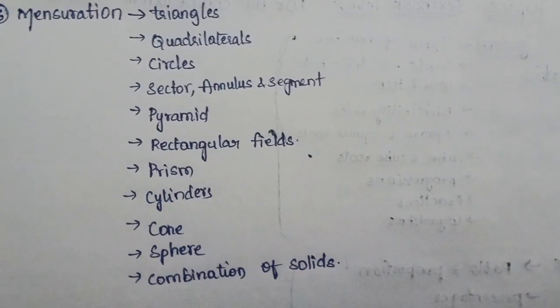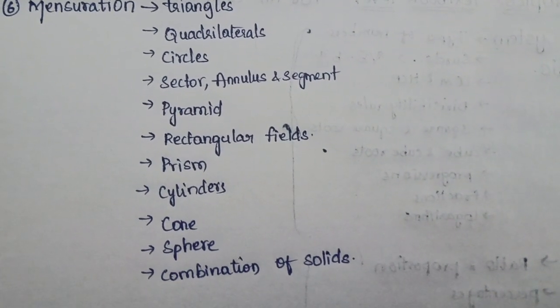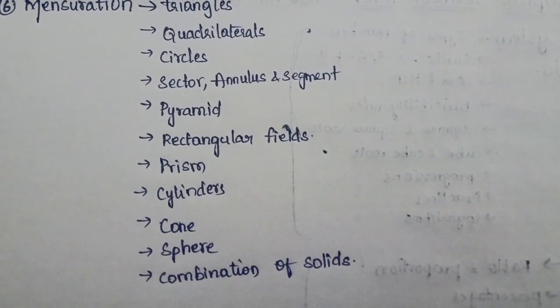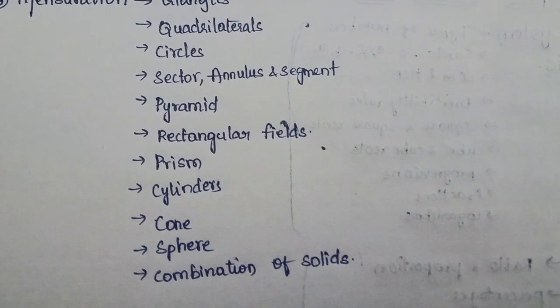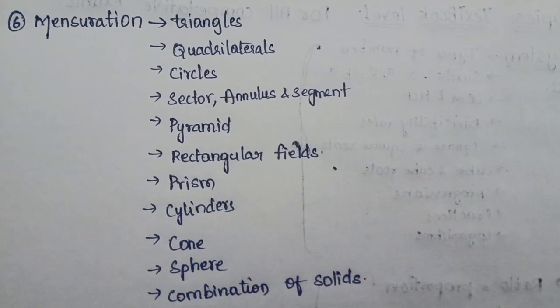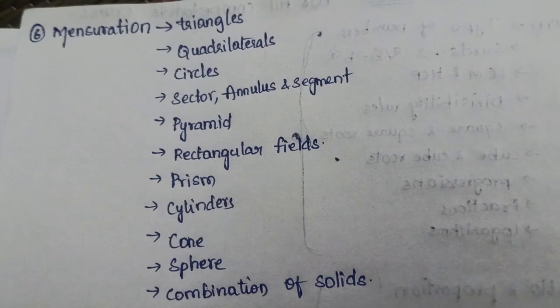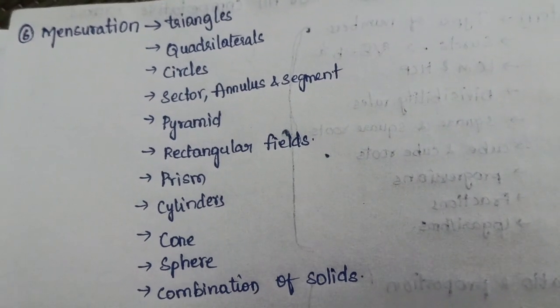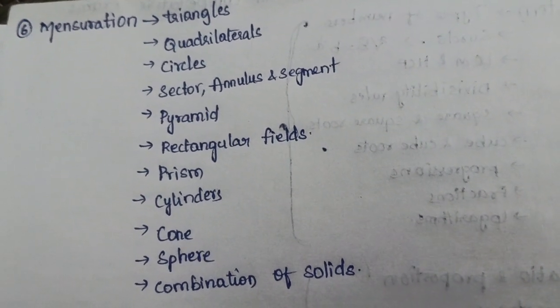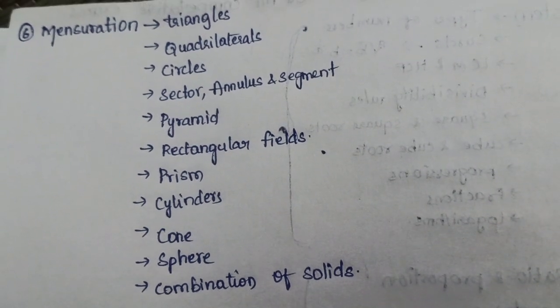Then comes mensuration. In mensuration, we are going to deal with triangles, quadrilaterals, circles, sector, annulus and segment, pyramids, rectangular fields, prisms, cylinder, cone, sphere, and combination of solids. These are the subtopics in mensuration. So guys, each and every topic of these 6 topics, I'll make it easy and crisp for you to learn.